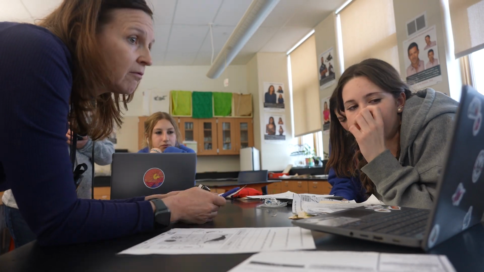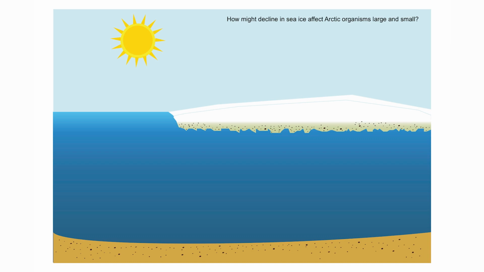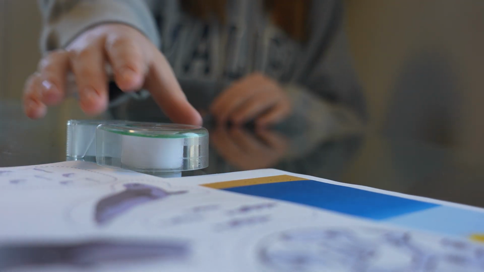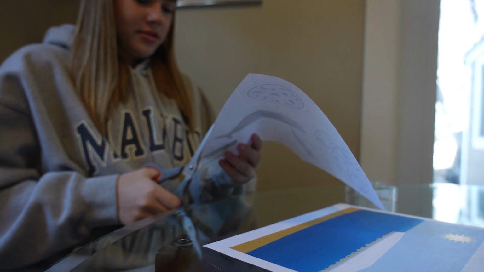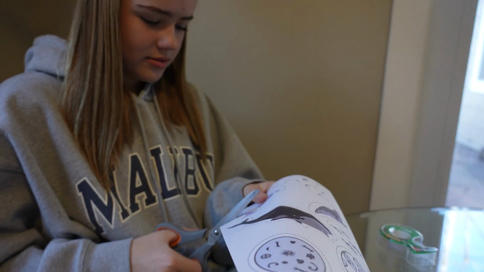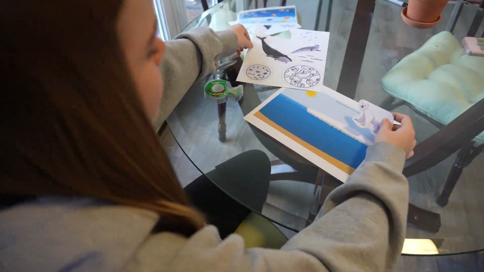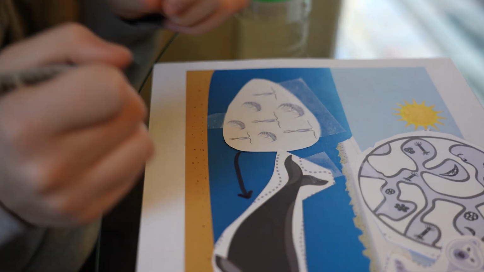And I give them an 11 by 17 piece of paper, and it has the ocean and the air and the sun and a little piece of ice on it. And then they cut out all the different organisms that we're focusing on in the expedition, and then they just glue them on and make connections.